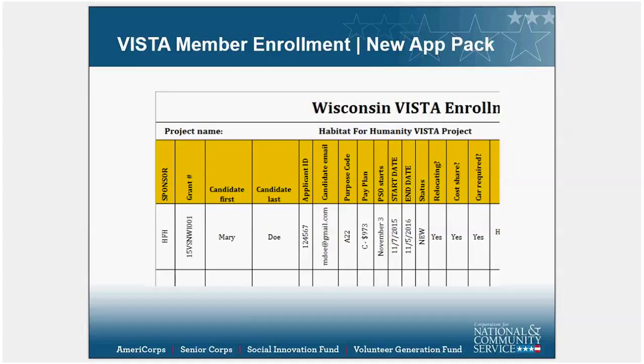Yes. It's 973 for everybody, but there's a B code and a C code. Did I mess that up? No. India just made a good point.